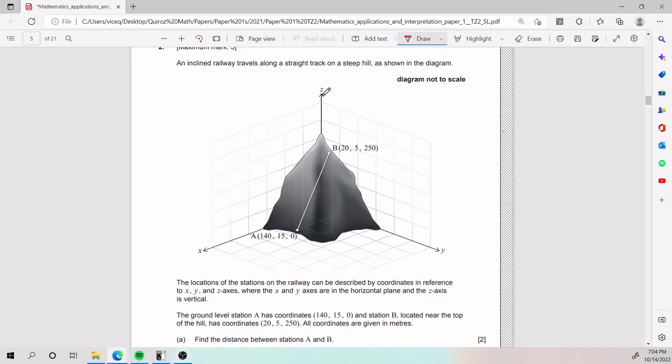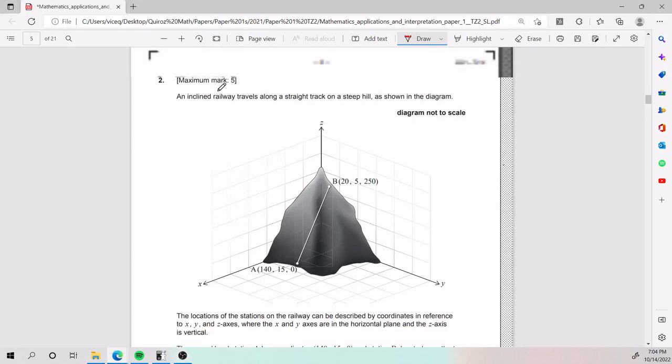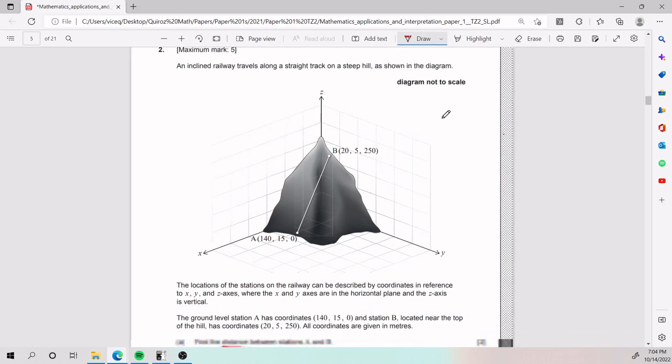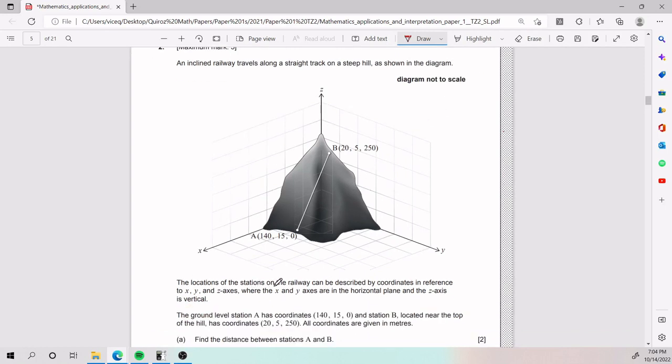All right, so for number 2, we have an inclined railway that travels along a straight track on a steep hill as shown in the diagram. We have the locations of the stations on the railway, which can be described by coordinates in reference to x, y, and z axes, where x and y are in the horizontal plane, ¿cierto? So this one and this one are the horizontal plane, and the z axis is vertical, which is this one here, straight up, ¿cierto? Vertical, straight up. All right, so that is my current scenario.